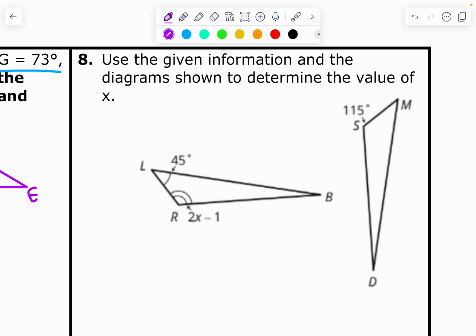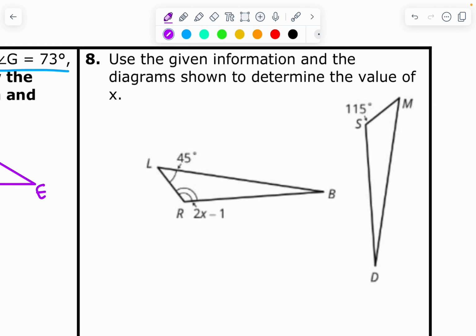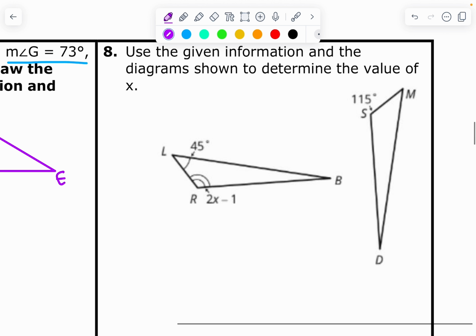Actually, you know what? Disregard. You don't need the 180 rule for this. Let's do this one together, or let me start you off on this one. So we're supposed to show the value of x.